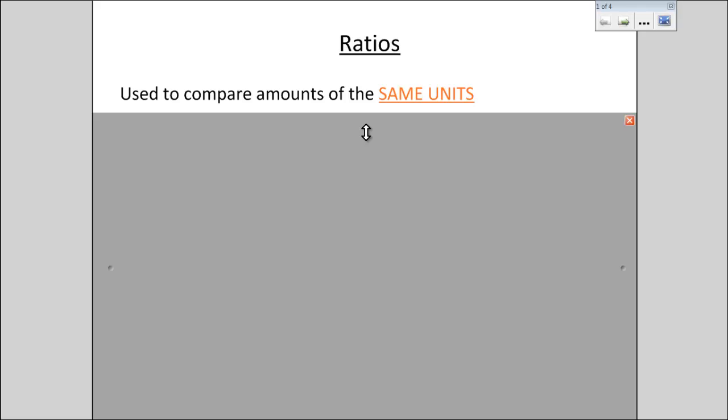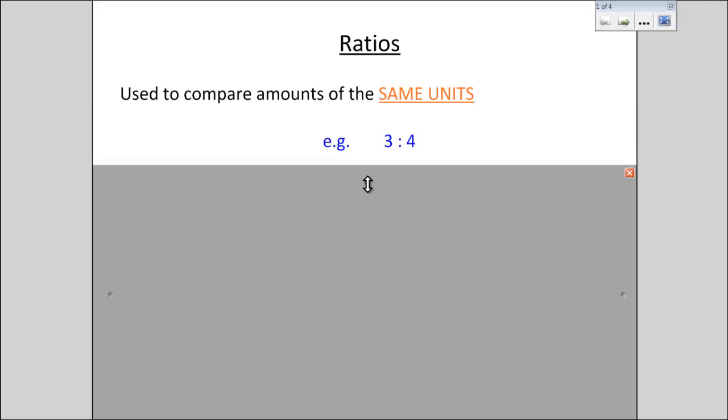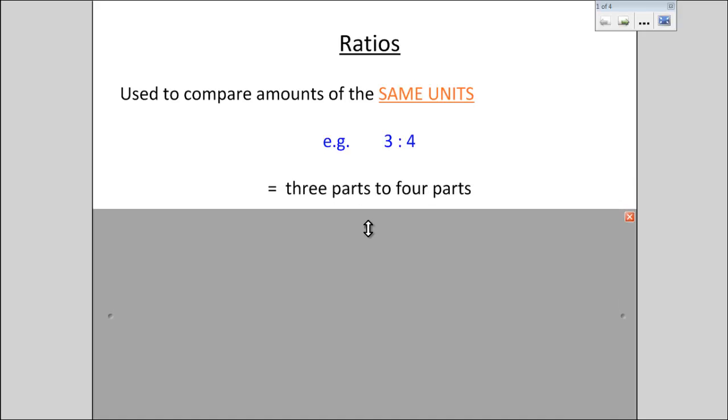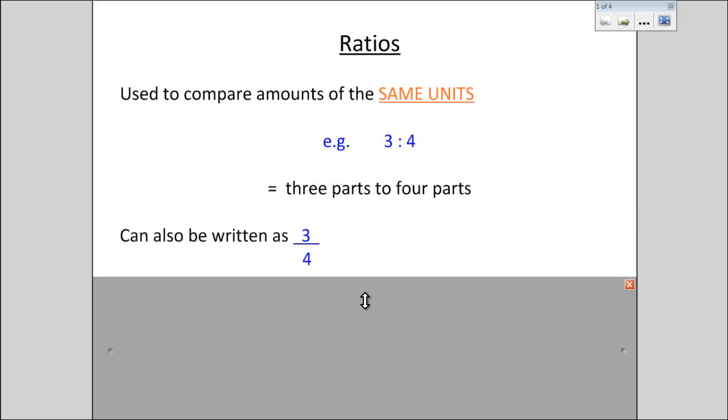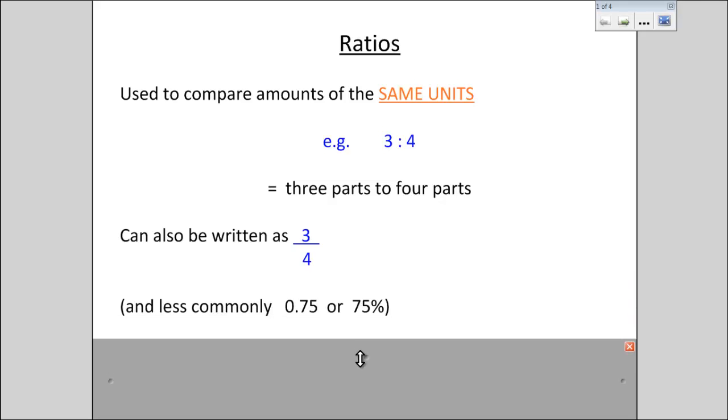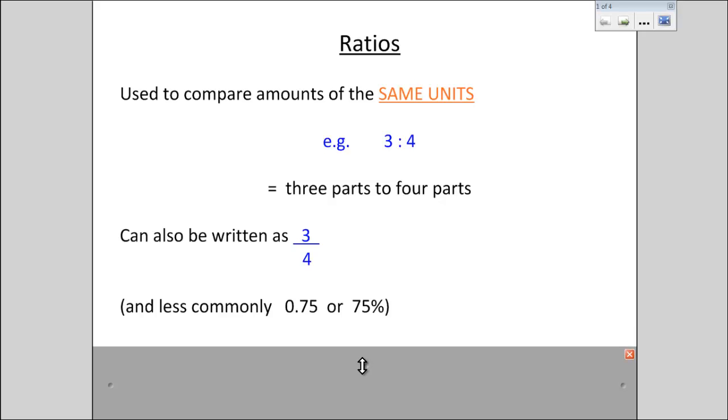amounts of different units. For example, you might see a ratio written like this, which we say as 3 parts to 4 parts, or we can just simplify to 3 to 4. You can also see ratios written in this form, which looks almost like a fraction, 3 over 4, and less commonly as a decimal or a percentage, which make sense for this one. 3/4 is 0.75 or 75%.